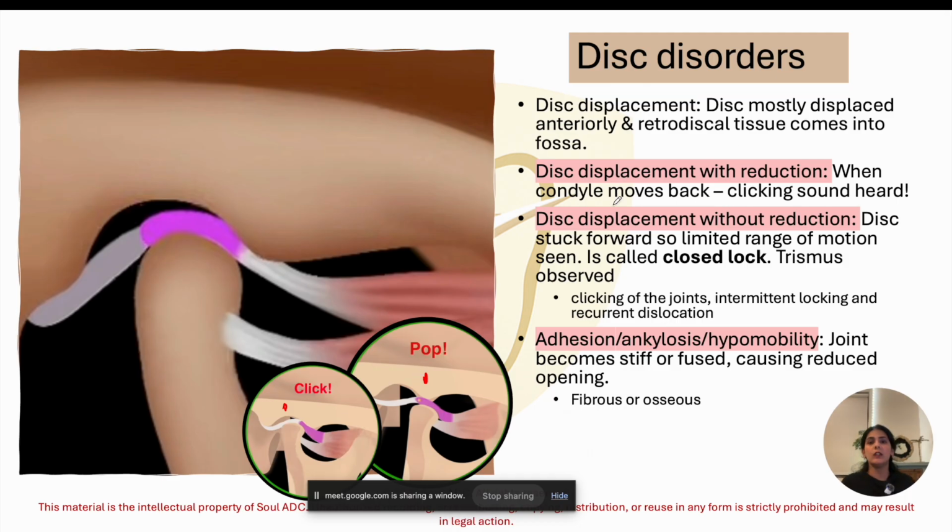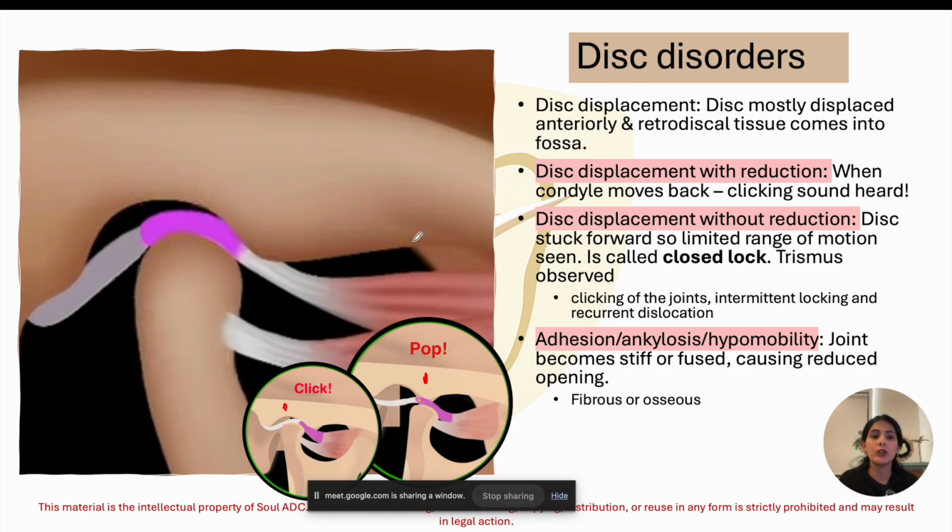Disc displacement with reduction means that when you see this video, your condyle and your disc go ahead and then come back. However, it is not locking in a position. The patient is able to move the mouth, and can open and close it easily. However, there will be a click and pop sound that can be heard. That is disc displacement with reduction.